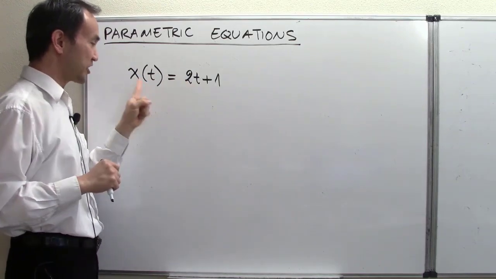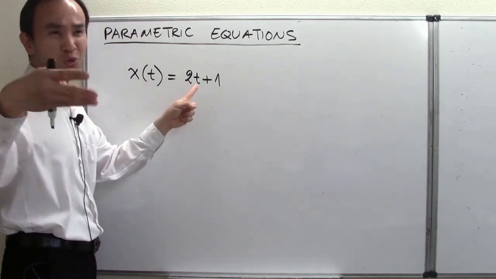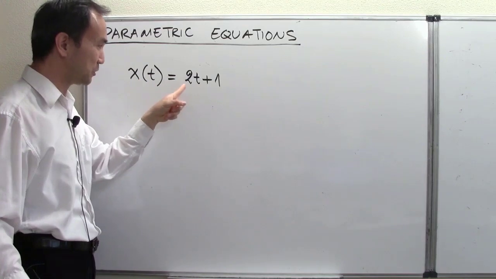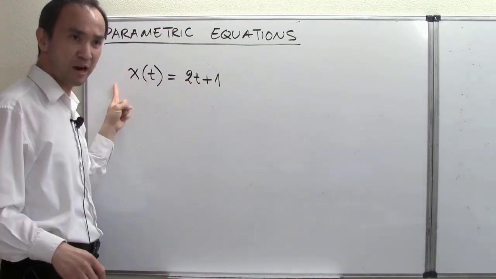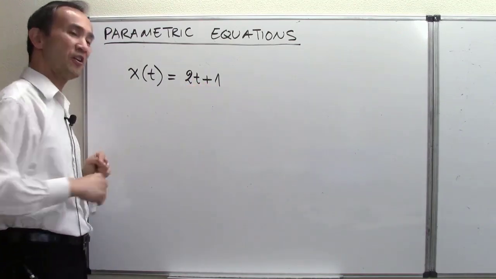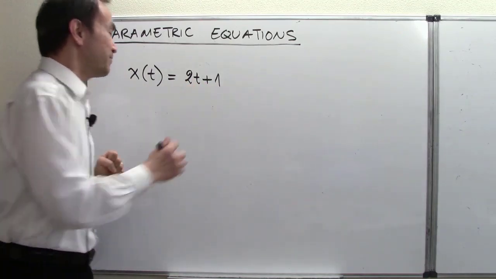So what this function says is, for example, when t equals 1, then 2 times 1 plus 1, and then that gives you the output. Okay, so we've got one function, and the rule of the function is here.